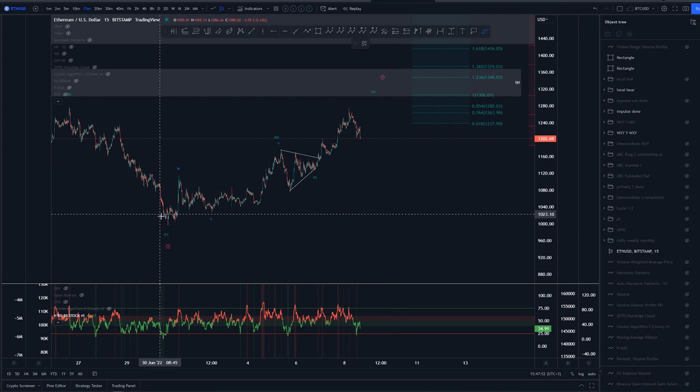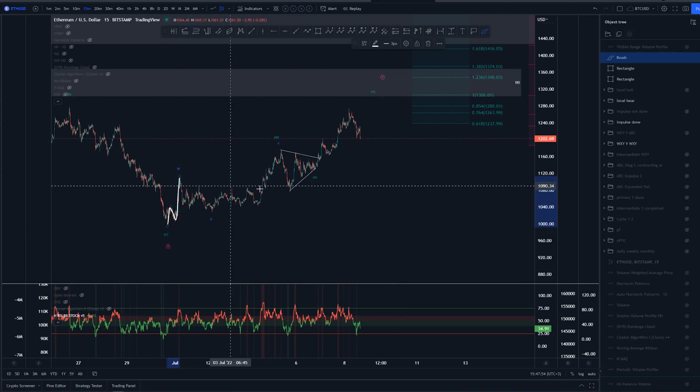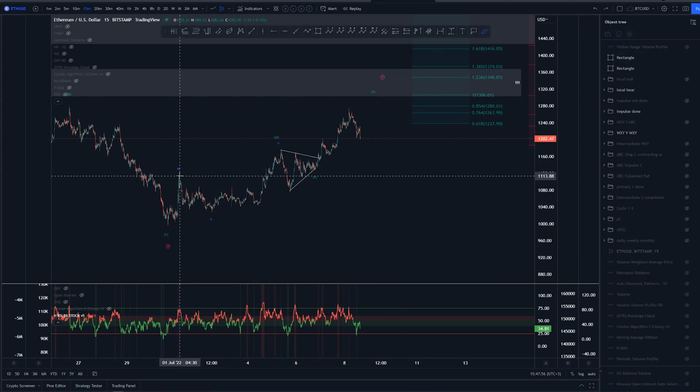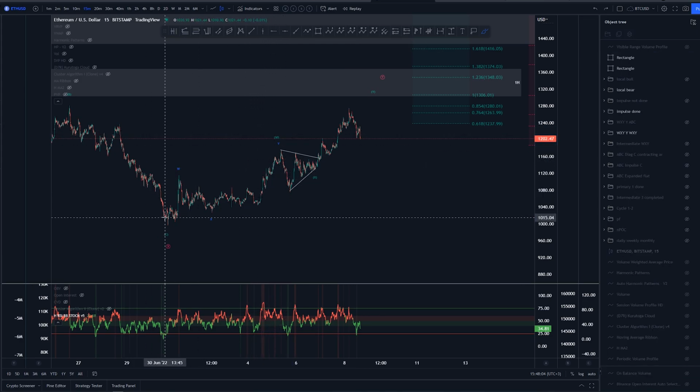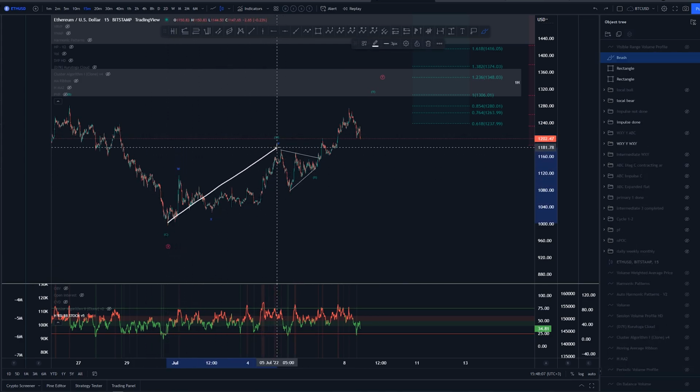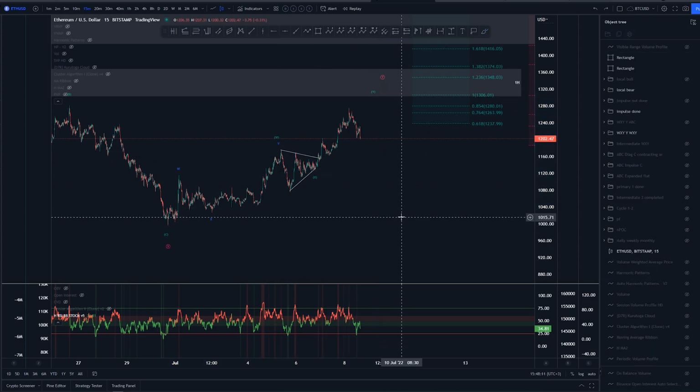very extended C wave for the W wave, then some kind of three-wave structure into X, and then some kind of A, B, and C again for the wave Y to complete the wave W of sub-micro count. At that point again, we would have this as first leg, second leg, and then looking for that third leg for the wave Y.